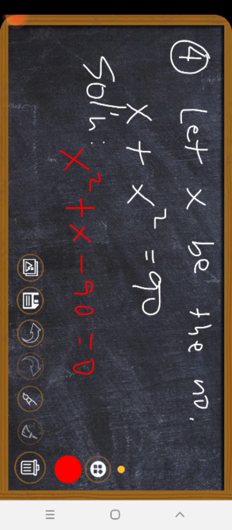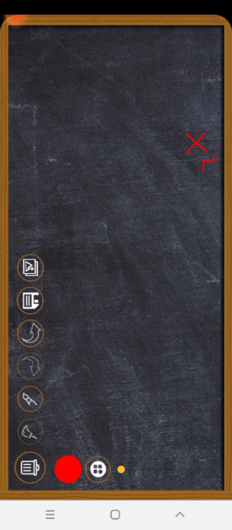I'll just recopy it so we can have space. x squared plus x minus 90 is equal to 0. Again, this quadratic trinomial is factorable. So the factored form is x and x. And what are the factors of 90 that will yield positive 1? That would be positive 10 and negative 9. Positive 10 times negative 9 is negative 90. Positive 10 plus negative 9 is positive 1.